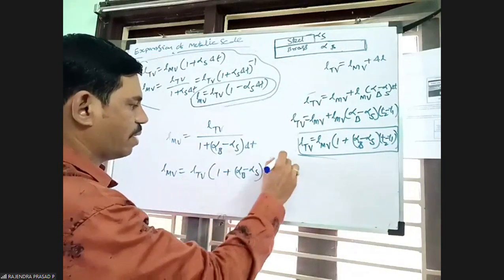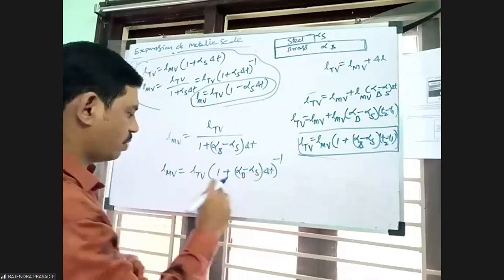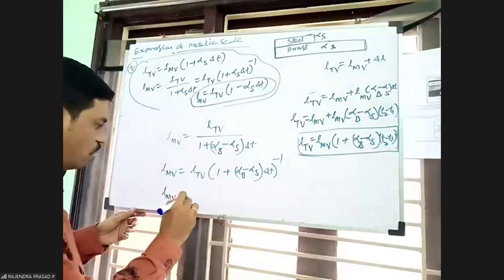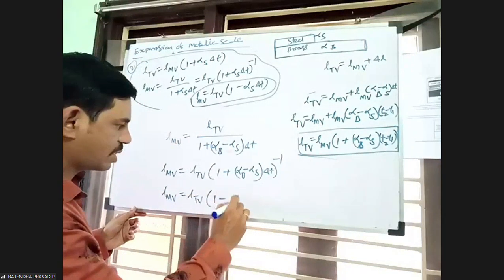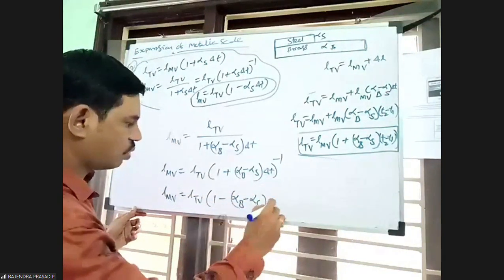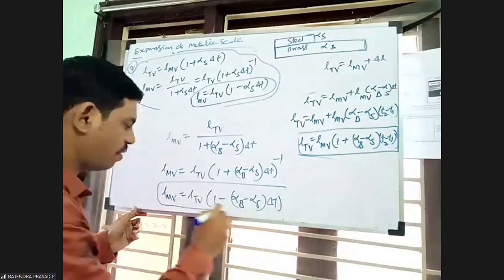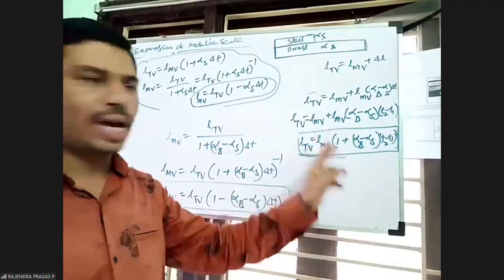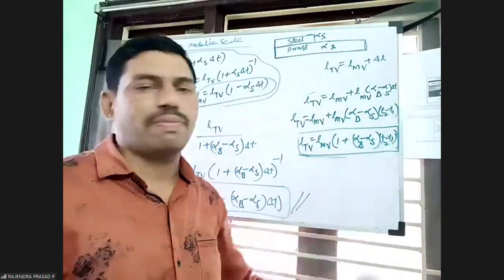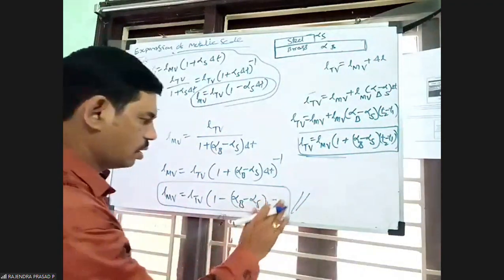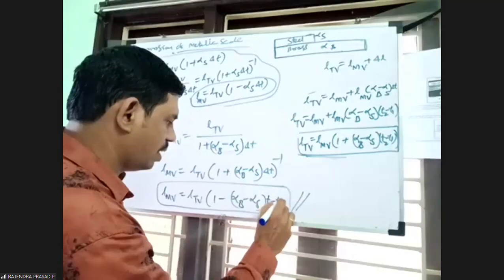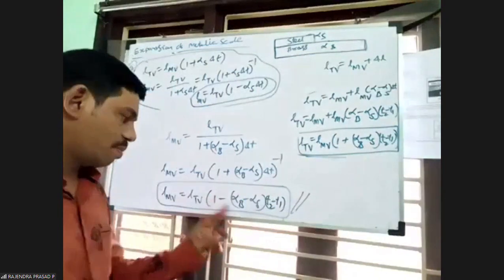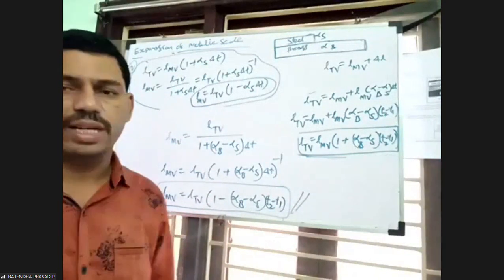whole power minus 1. So according to the binomial theorem, L measured value equals L true value into 1 minus alpha b minus alpha s into delta t. So this is the final value. Or L true value equals L measured value into 1 plus alpha b minus alpha s into T2 minus T1. Or L measured value equals L true value into 1 minus alpha b minus alpha s into T2 minus T1.